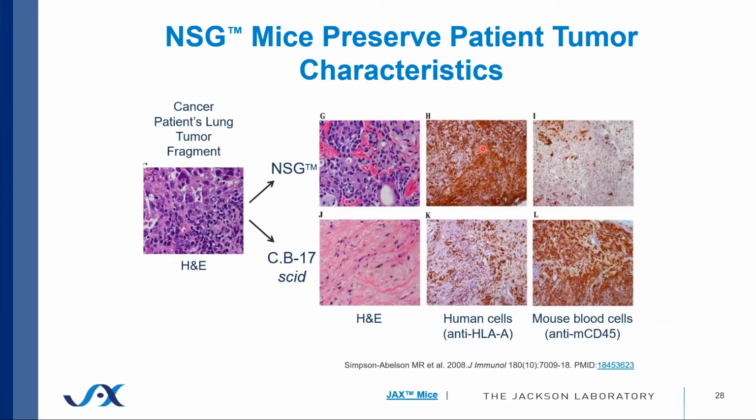Since the NSG is so severely immunodeficient, there is also markedly less infiltration of the mouse white blood cells, which we see by staining for anti-mouse CD45 up here in the top panel, whereas in the scid mouse, you do see significant infiltration of mouse CD45 white blood cells. So in this sense, the tumor microenvironment is more faithfully recapitulated in the NSG mouse because you're going to see better engraftment of, for instance, human immune cells if you're choosing to look at this with humanized cells.